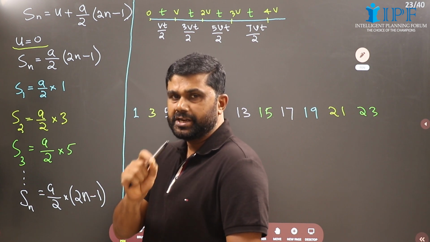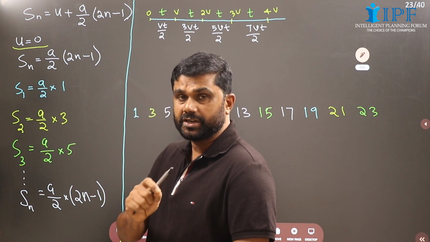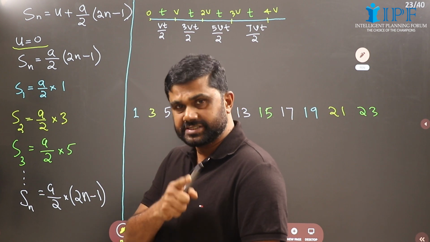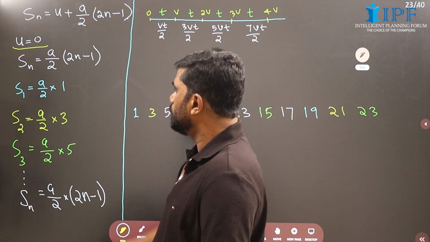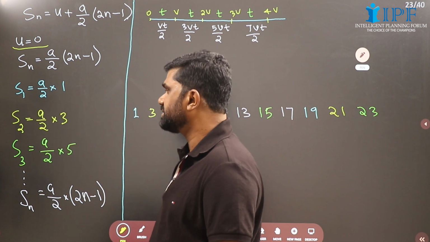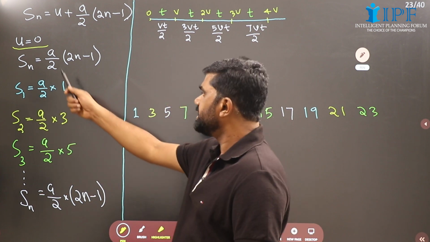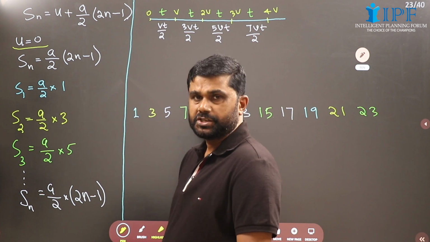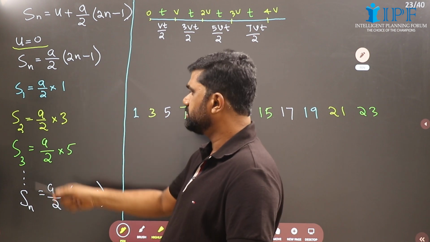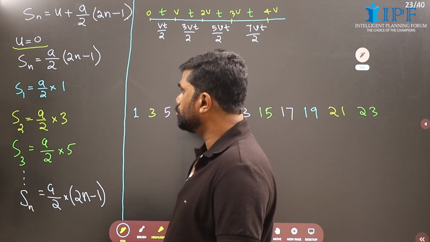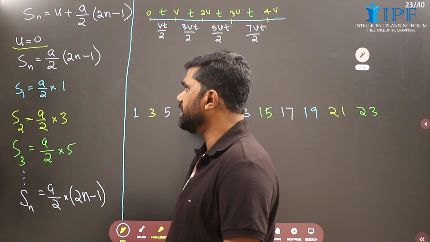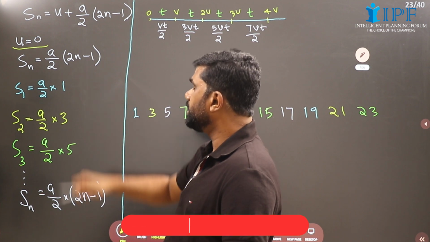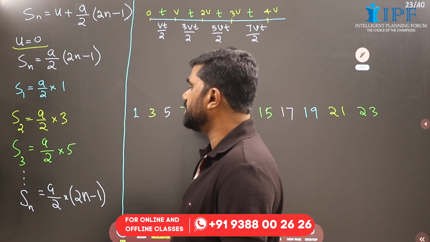So when you put n equal to 1, you get the displacement in the first second. When you put n equal to 2, you get the displacement in the second second, and so on. Displacement in the first second, let us say s1, is a by 2 into 1, since 2 minus 1 is 1. For the second second, put n equal to 2: 2 into 2 is 4, minus 1, that is 3. For the third second, put n equal to 3: 2 into 3 is 6, minus 1, that is 5.